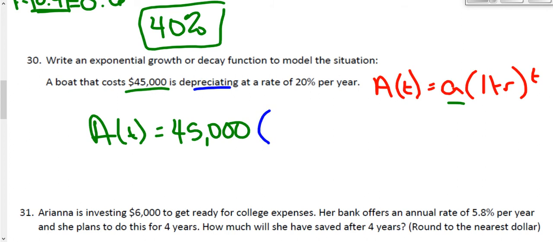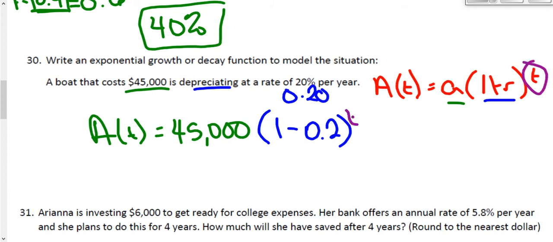So in my parentheses, I'm actually going to be subtracting: 1 minus 20%. 20% can be written as 0.2 or 0.20. It's the same. So 1 minus 0.2, that means I'm getting smaller per year. And that just means that I'm doing the t power, and t is years. And that's it. That's my formula.